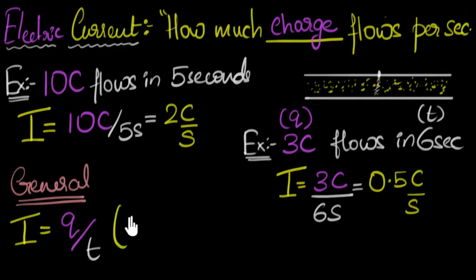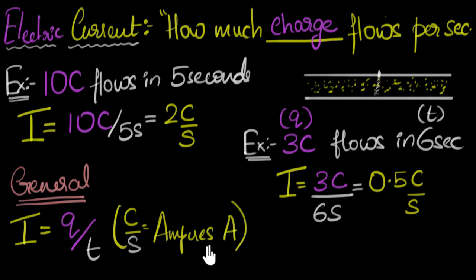And so the unit for current is coulombs per second. And coulombs per second is often called amperes, which we write as capital A in short. And this is named after the French scientist André Ampere, who did a lot of work on electricity. So over here, we could say this current is 2 amperes. Amperes just means coulombs per second. So over here also we could say this is 0.5 amperes.